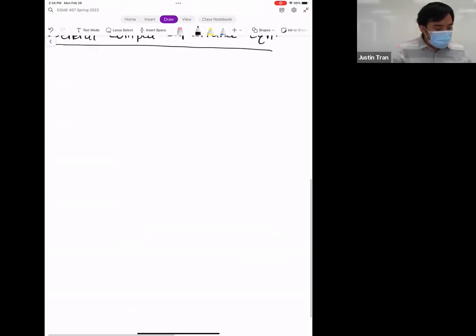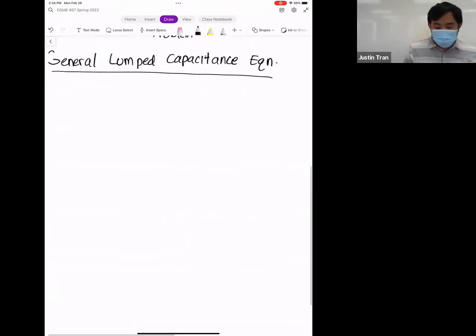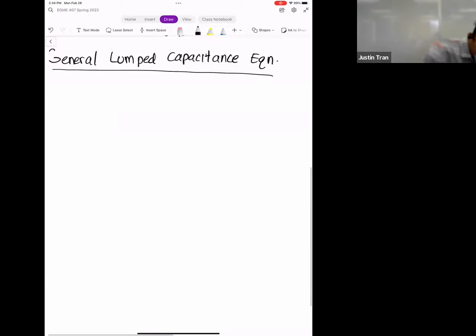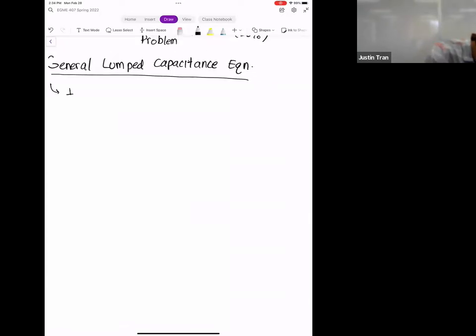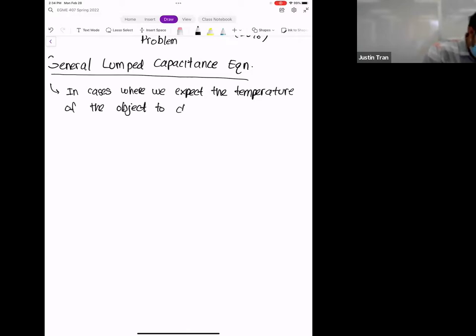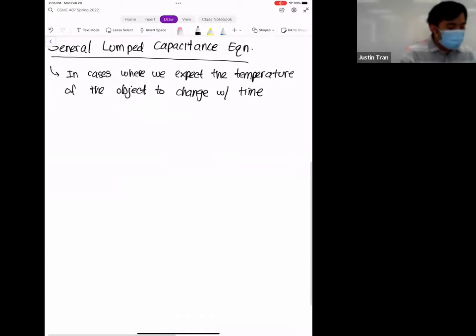Okay, and so we've been working on this unit on transient heat conduction, right? And so remember, these are situations where we expect the temperature of our object to change with time. Right, so that's what we were doing last Wednesday.